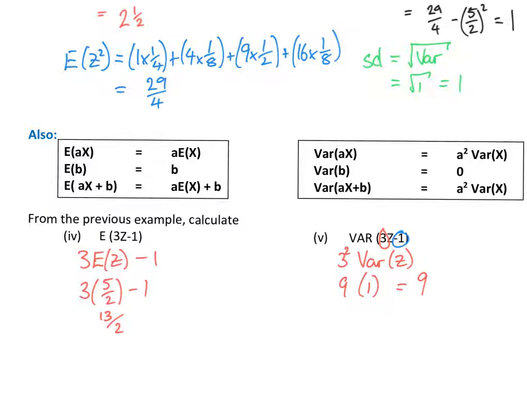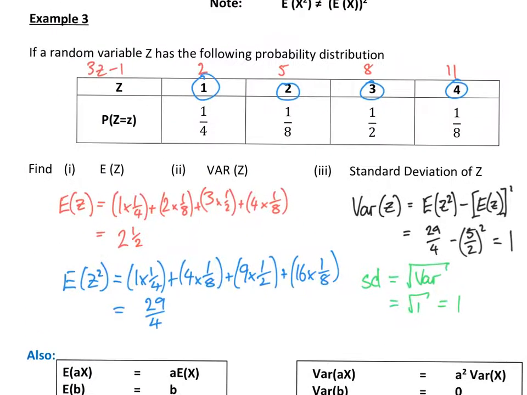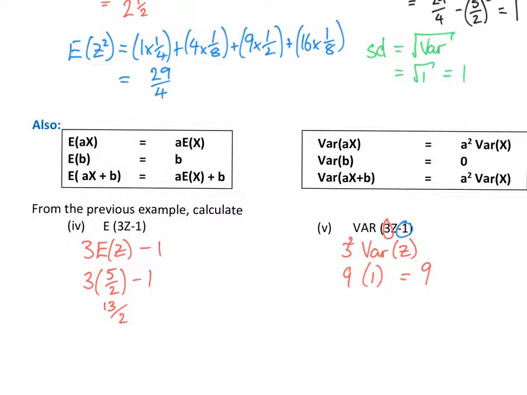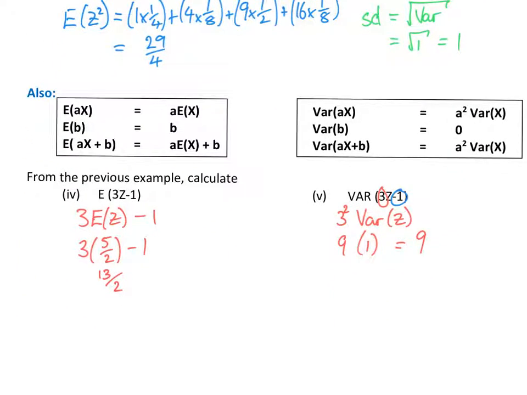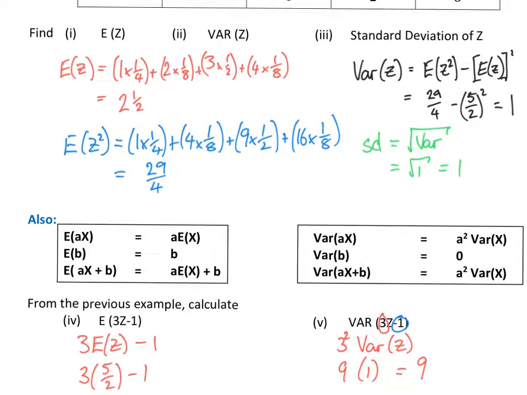But that's quite a long-winded method. It's okay, I suppose, when we have just 4 values, but if you were to have a lot more of them, this is a much, much quicker way of doing it, especially when we've already worked out the answers for E of z and the var of z, or the variance of z.